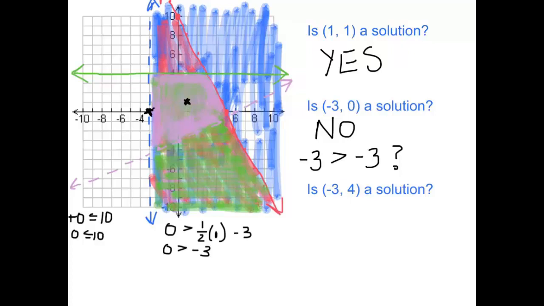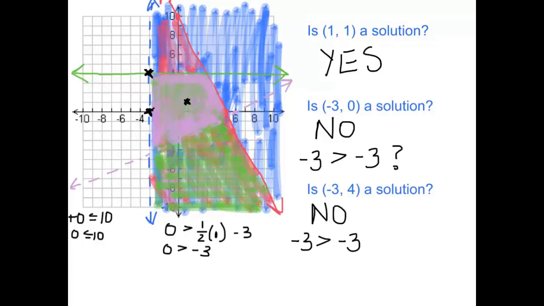Now, how about the point -3, 4? That one's right here. It lies on 2 boundary lines, one dotted, one solid. The answer to this question is still no, for the same reason as above. If you plug in -3 as your x coordinate to that very first inequality, we get the same problem. -3 is greater than -3, and that is not true.